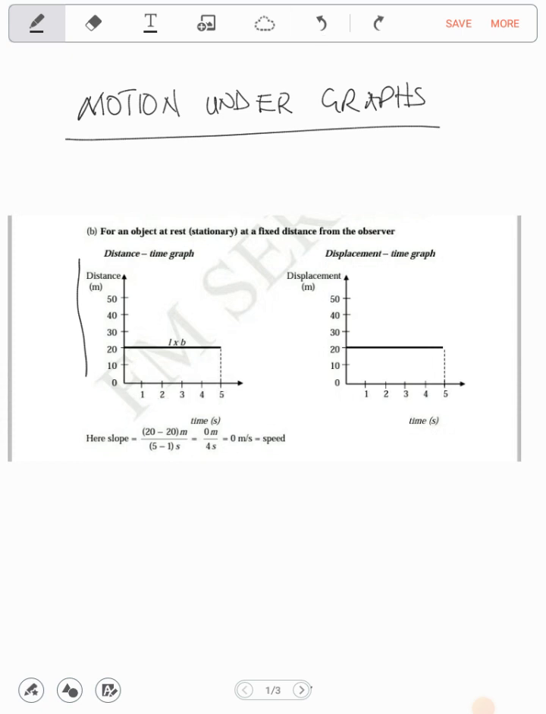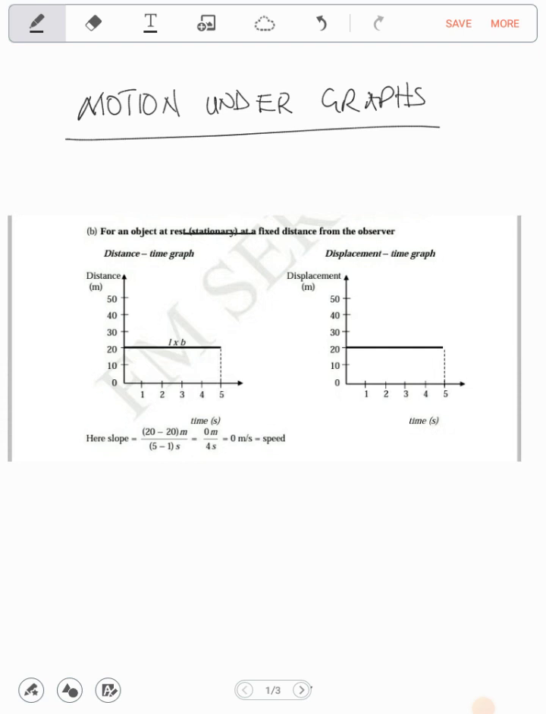So we have a distance time graph and a displacement time graph. By now, you must be able to differentiate between distance and displacement. They can have the same units, but one is a scalar quantity while the other one is a vector quantity. Displacement has both magnitude and direction, while distance has only what? Magnitude.